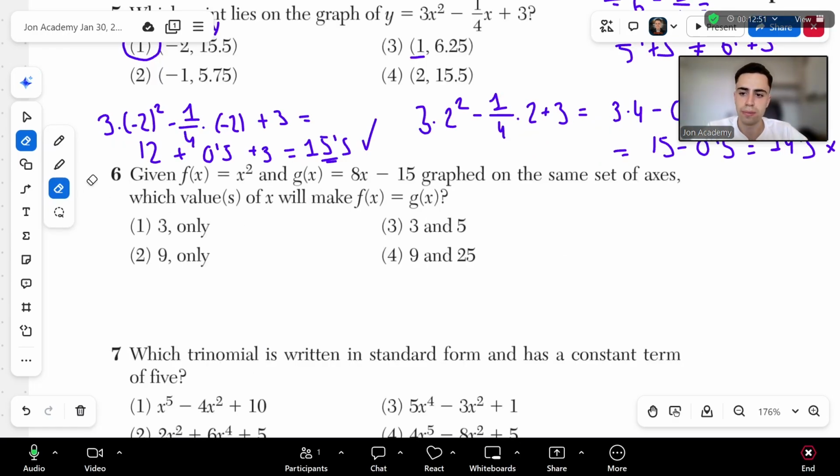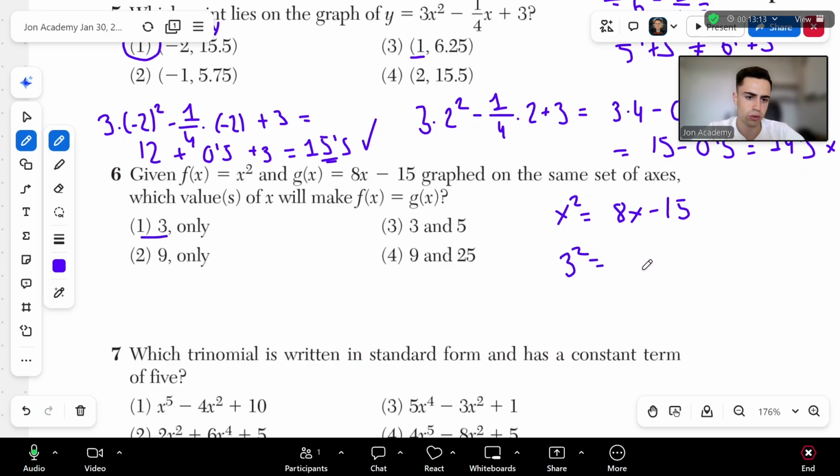So now let's jump into number 6. Now, we are given two functions, f of x and g of x, and they are asking for which values of x both are equal. For that, we have to write x squared equals 8x minus 15. And we need to solve this for x, no? So yeah, let's try, for example, value of 3, no? 3 squared has to be equal to 8 times 3 minus 15. And what happens? This is 9, and this is 24 minus 15, which is 9 also. So 3 is okay, no? We can already discard 2 and 4.